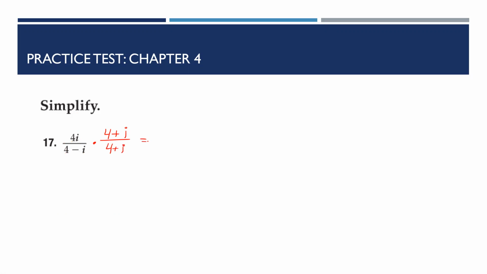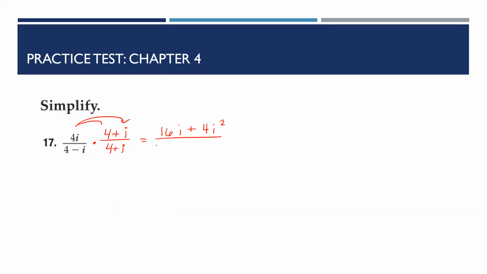Okay, and then we would distribute this 4i here, right? So this would be 16i plus 4 times i squared. And then down here, you would use your FOIL method.